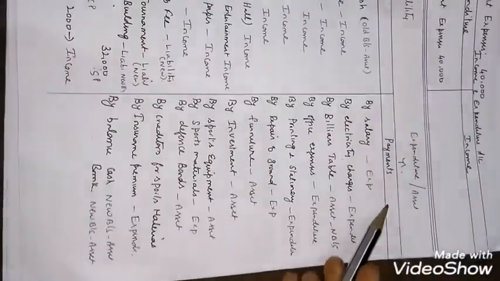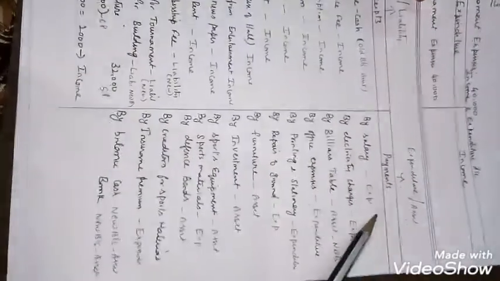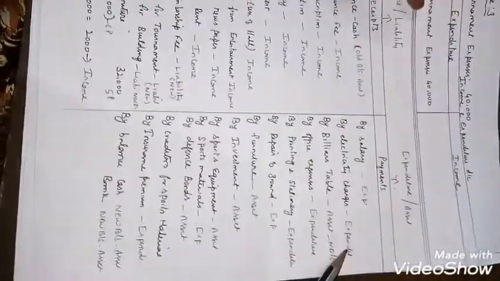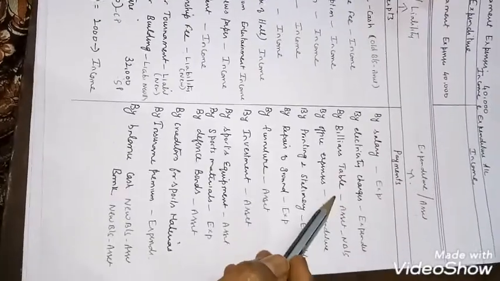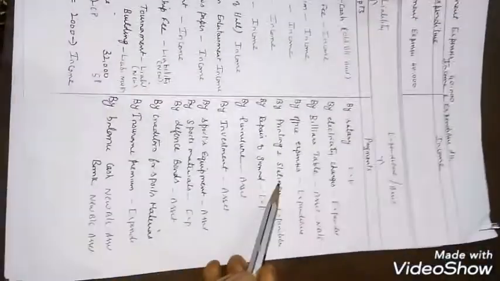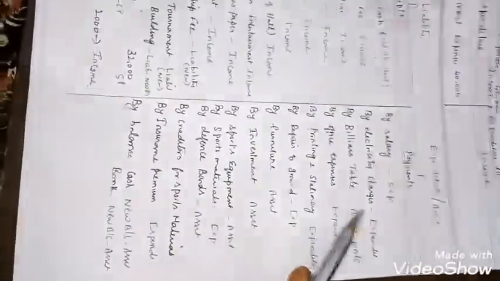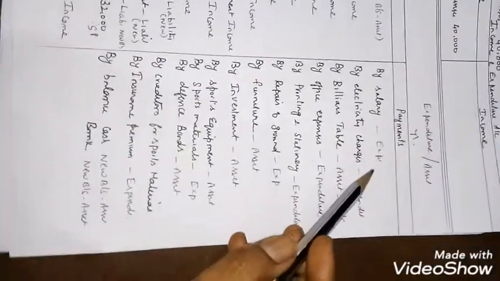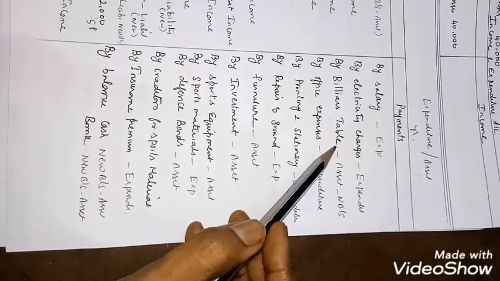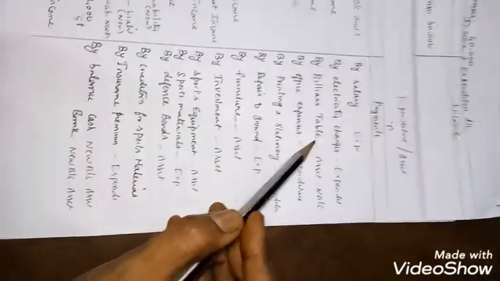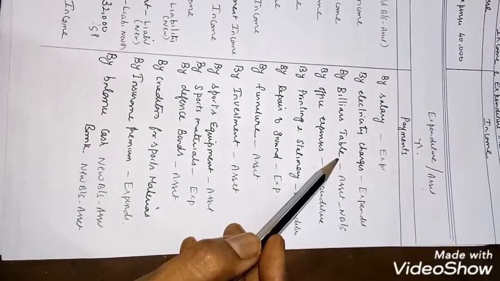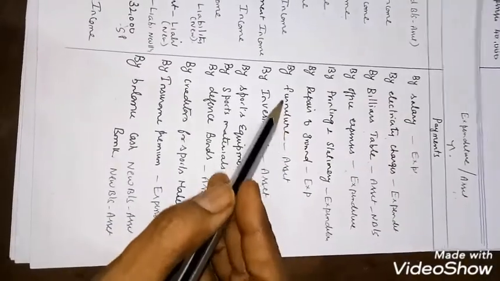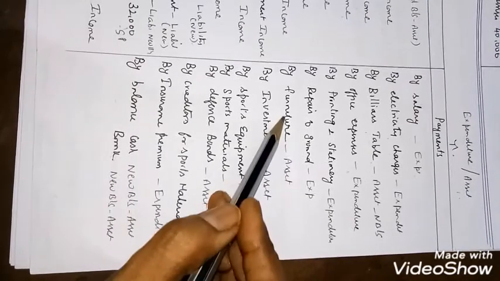Next, payment items. They are either expenditure or asset. By salaries is an expenditure. By electricity charges is also an expenditure. Whereas billiards table is a capital expenditure. Salary, electricity charges, office expenses, printing and stationery, repair of ground, these items will occur very often, so they are considered as revenue expenditure. Whereas billiards table is called capital expenditure. It will happen once or twice in a lifetime. And when you are buying furniture, this is also considered a capital expenditure.